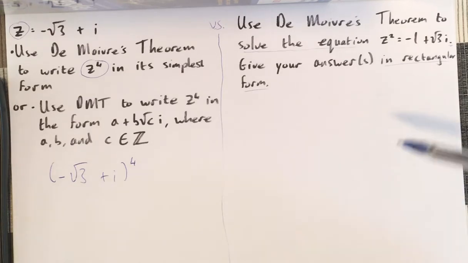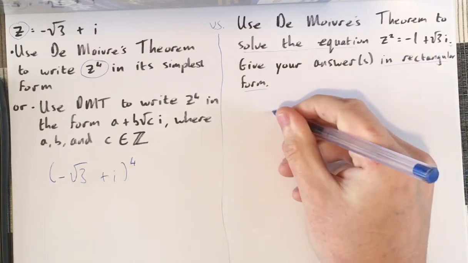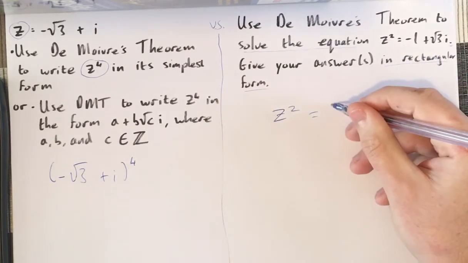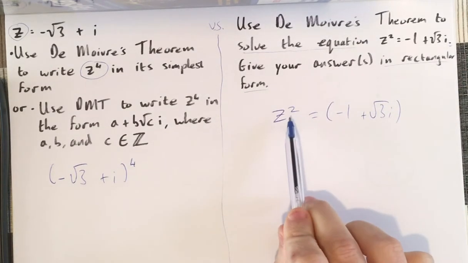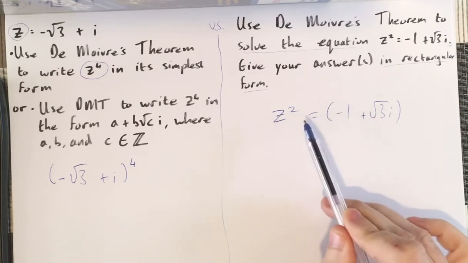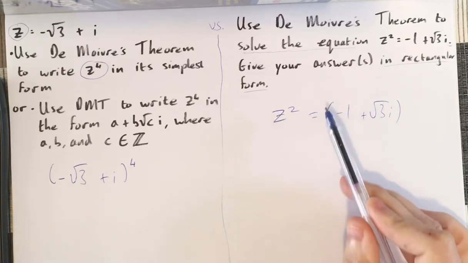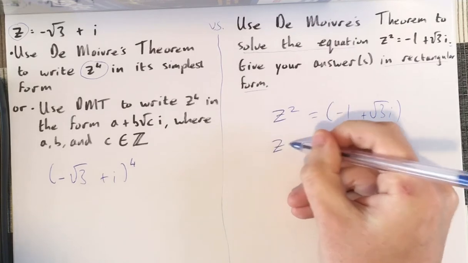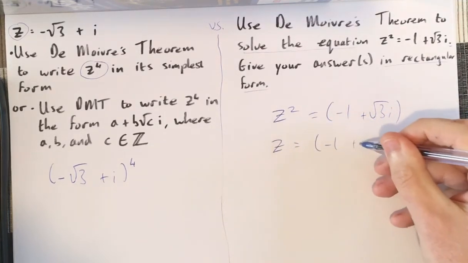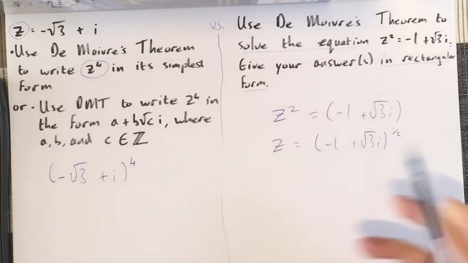All right. This one over here then, use de Moivre's theorem to solve the equation z squared is equal to minus 1 plus root 3i. Give your answers in rectangular form. So in this question, you are given z squared is equal to minus 1 plus root 3i. So you are given z squared and you're asked to solve it. So you're looking for z. So you're looking to go from z squared to z. So this is the one where you'll get the square root of both sides. You'll end up writing minus 1 plus root 3i to the power of a half there.